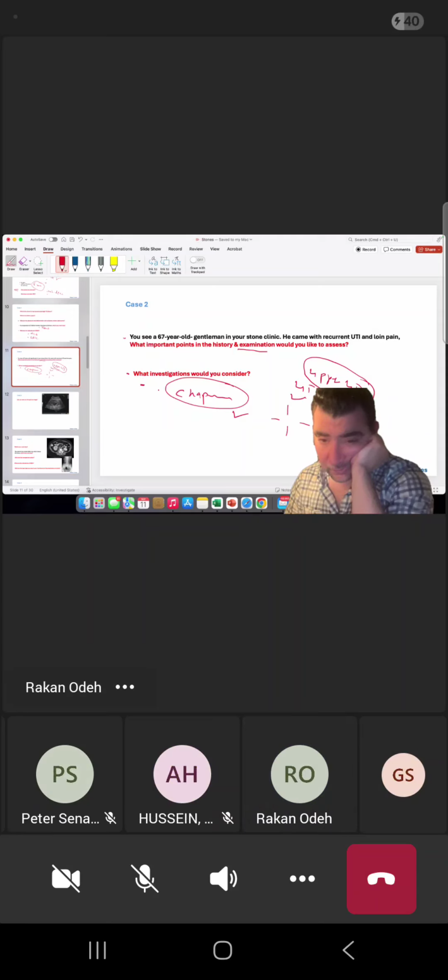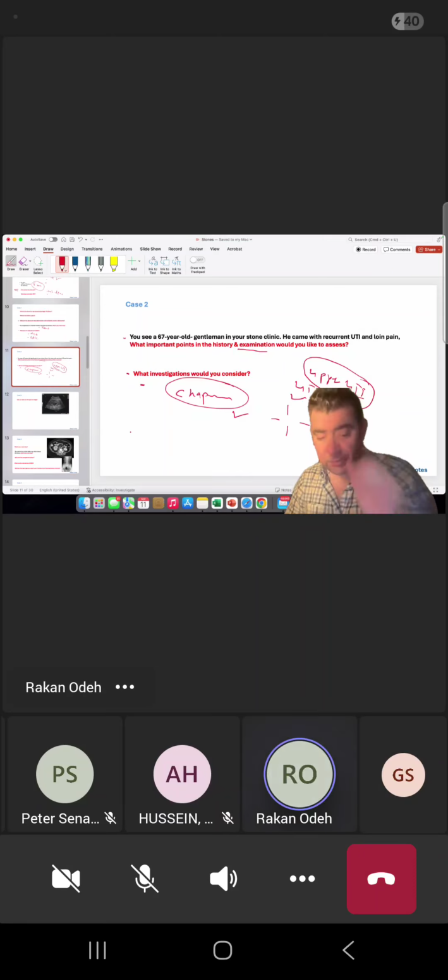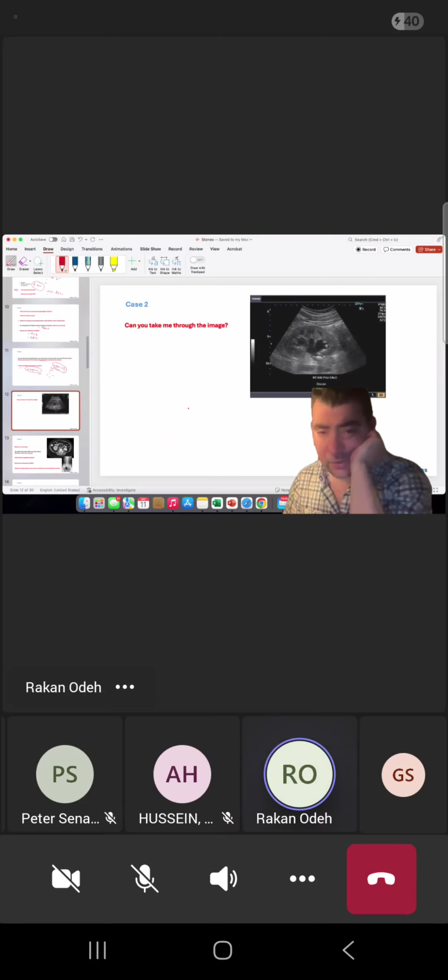Yes, so for this patient, I would request bloods, which include renal function test and full blood count, bleeding profile, and MCU for him. Before that I will do the dipstick, and if it is positive, I will do MCU. I will request an ultrasound of the kidney. So this is the ultrasound. You can look at the image.